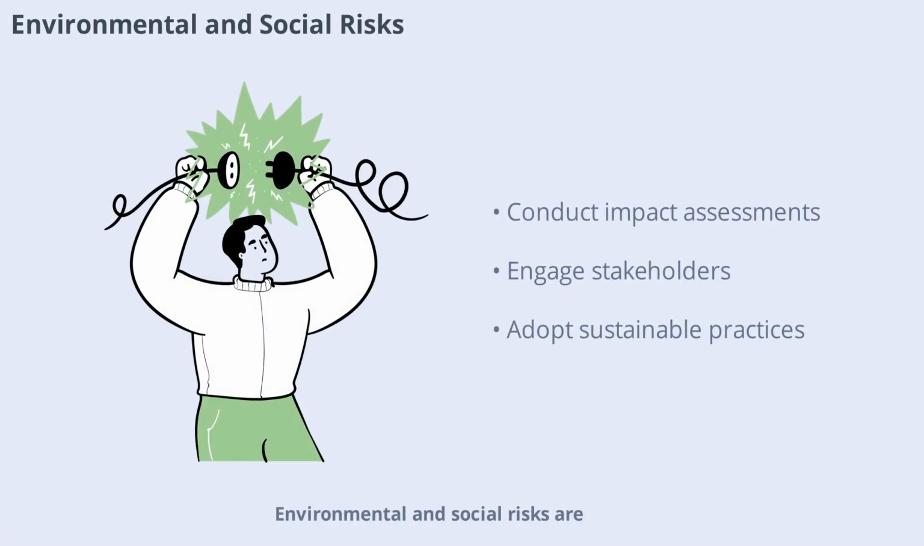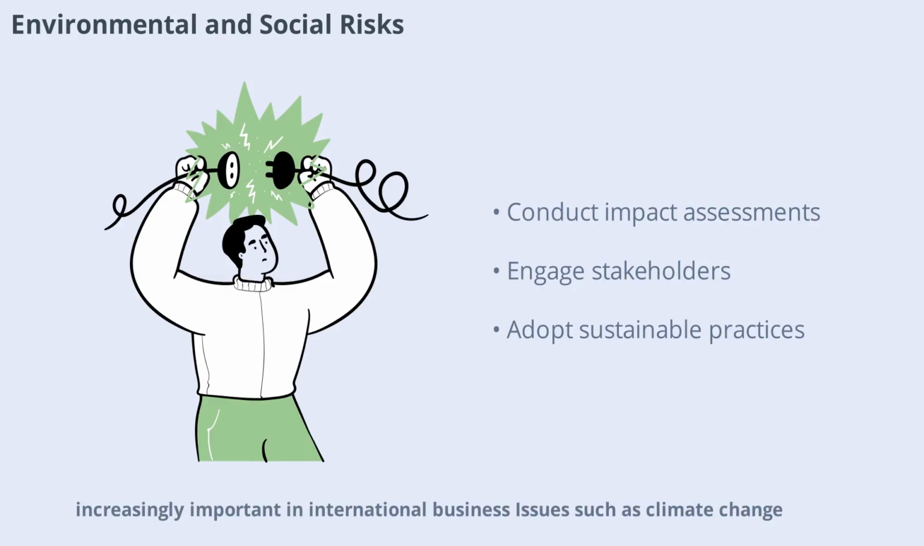Environmental and social risks are increasingly important in international business. Issues such as climate change, labor practices, and community relations can affect a company's reputation and financial performance. Businesses should conduct environmental and social impact assessments, engage with stakeholders, and adopt sustainable practices. By addressing these risks proactively, companies can build trust and ensure long-term success.